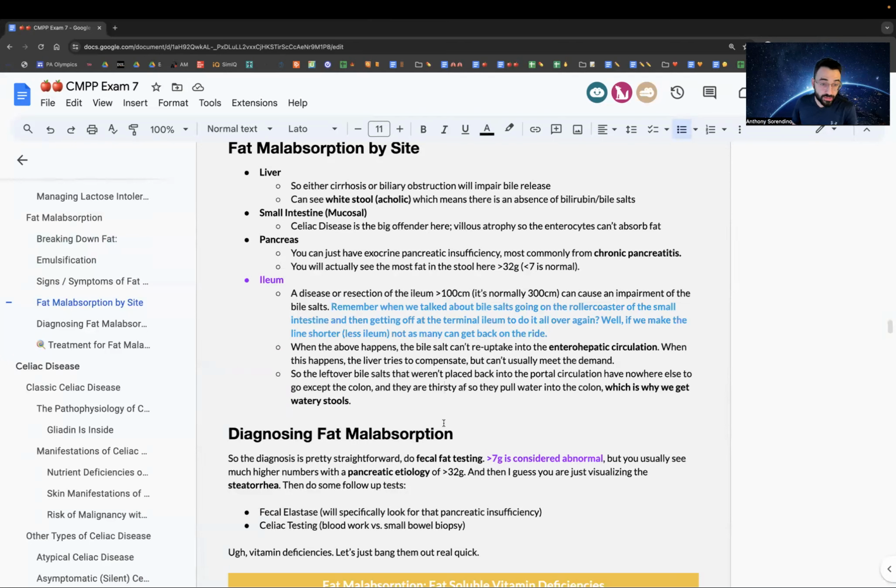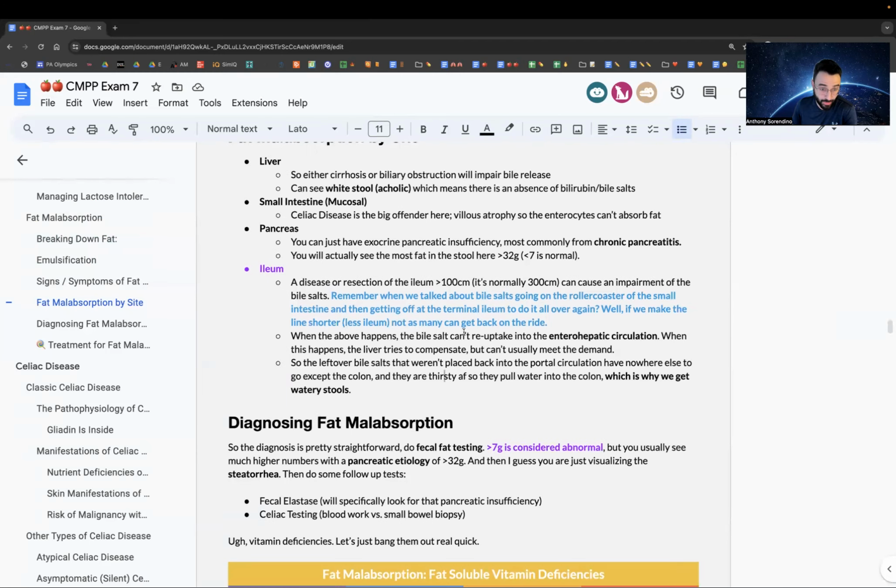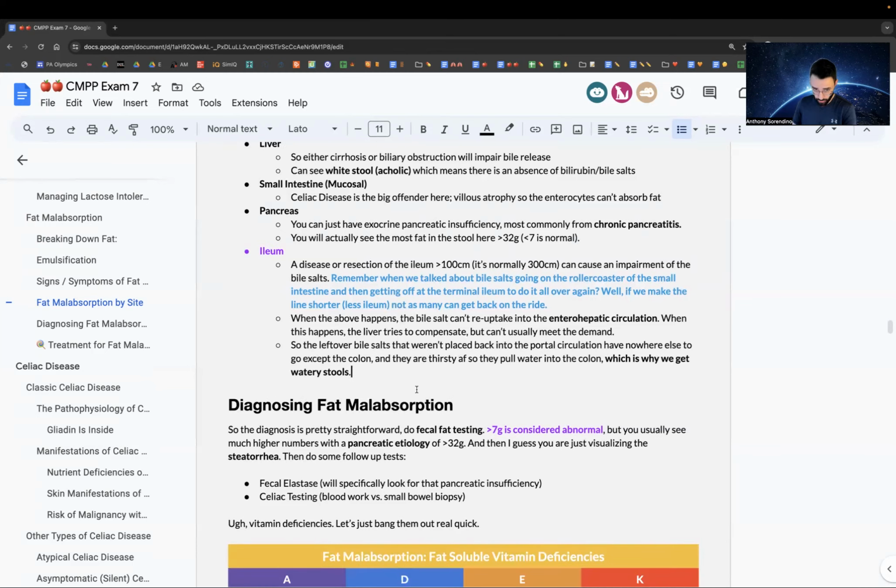Yeah, so the liver tries to compensate by creating some more bile, but it can't meet the demand. So the leftover bile salts that weren't placed back into the portal circulation have nowhere else to go except the colon, and they are thirsty, so they pull water into the colon, which is why we get watery stools.